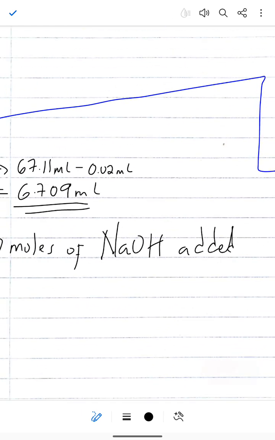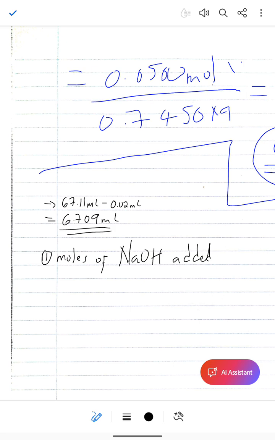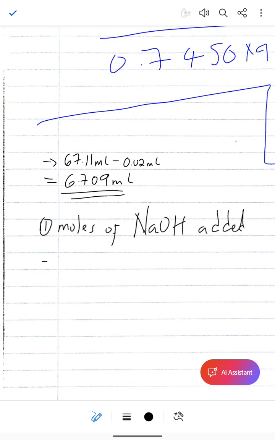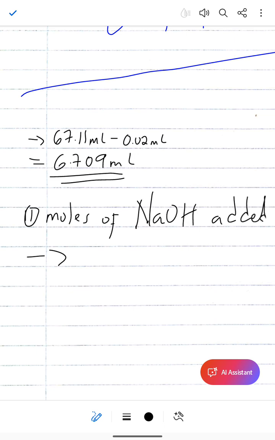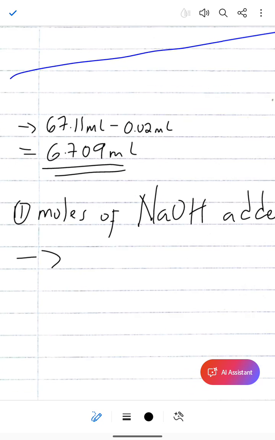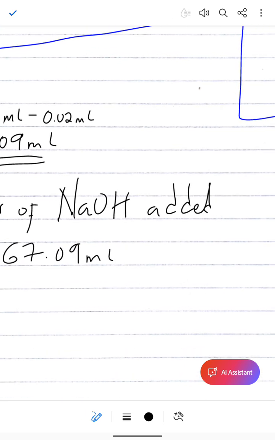So we need to find the moles of sodium hydroxide added. Now, how can you find this? You can simply find this by multiplying the volume of sodium hydroxide by the molarity of the sodium hydroxide, because we were given the molarity of sodium hydroxide. So that means 67.09 ml. Now I need to simply convert it to liters.